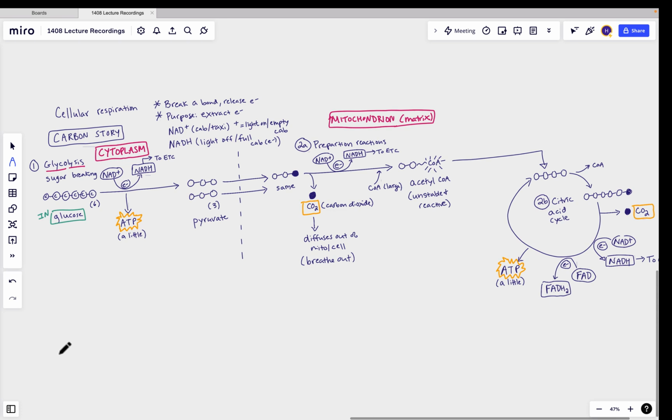So as you can see, we start with food, glucose, and we break off CO2s in order to release electrons and extract them from the bonds. Those CO2s are breathed out to the atmosphere. Those electrons are extracted and carried by NADH and FADH2 to the electron transport chain. We have 3 steps to the carbon story: glycolysis, preparation reactions, and the citric acid cycle. I have another lecture that talks about what happens at the electron transport chain, so you should definitely watch that as well.